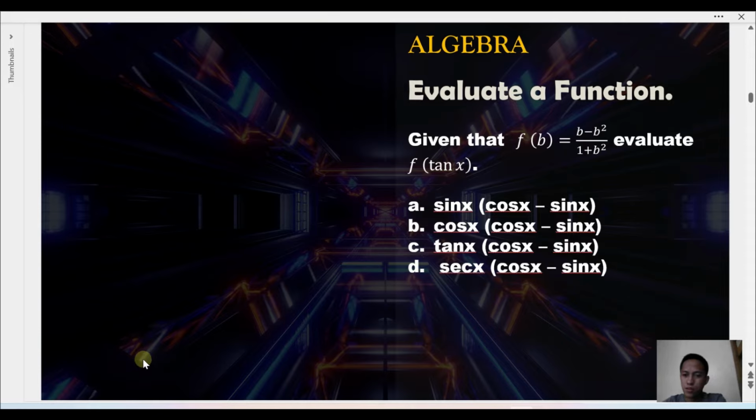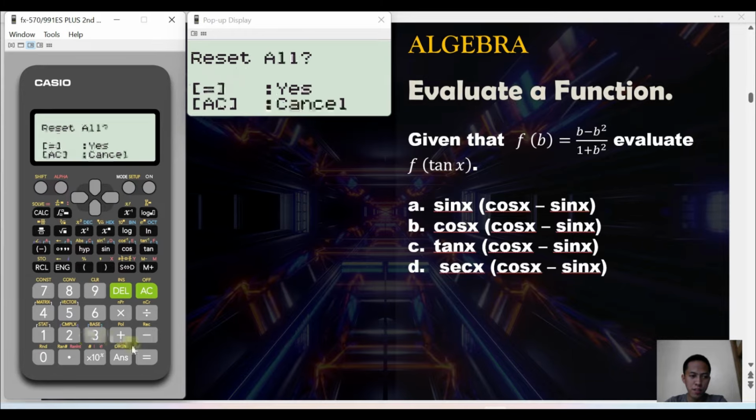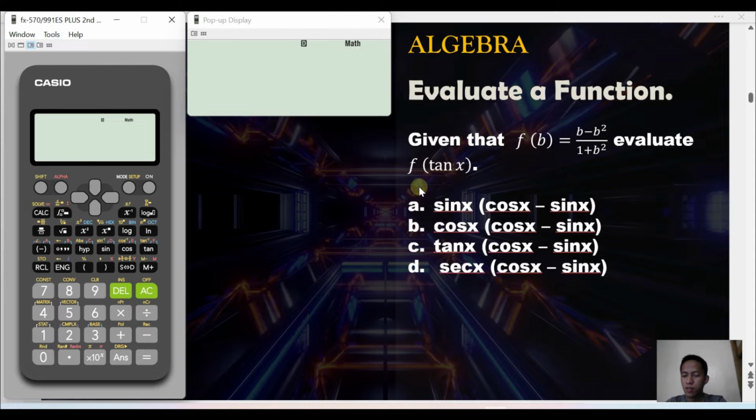That's it, guys. So, we have this problem. Shift clear. Equals. Then we are given that f of b is b minus b squared all over 1 plus b squared. Evaluate f of tangent x.